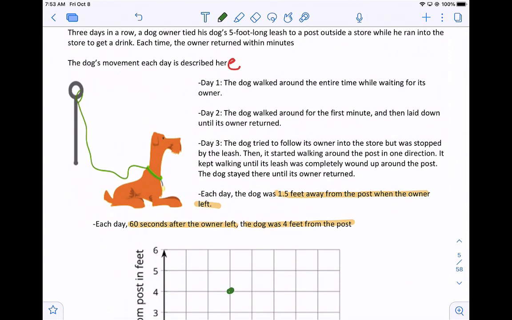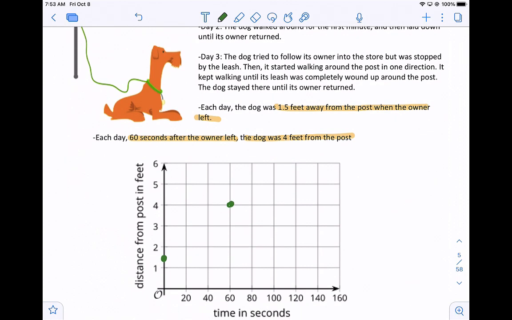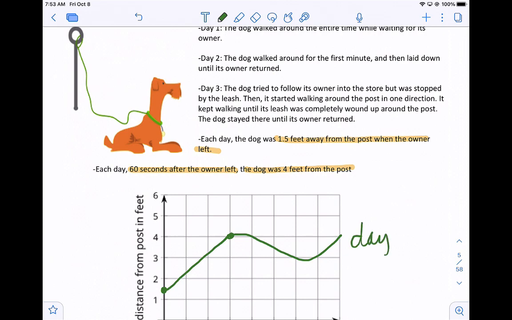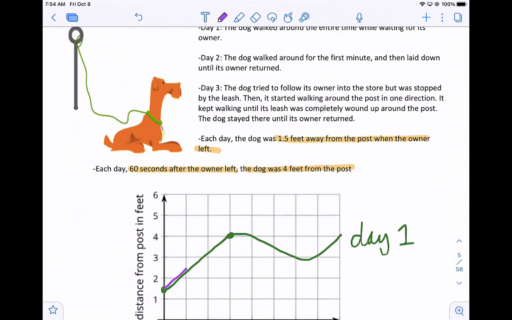So we'll start with day 1. The dog walked around the entire time while waiting for its owner. So walked around the entire time would mean, if it's flat, it's staying still. We don't want our graph to be flat, so maybe we go up, and then we could go down, back up. As long as it's not completely flat, here the dog kind of turned around there, that could be an example of day 1. I'll put day 1. All right, day 2, let's do in purple. This one could start the same way. So walked around for the first minute, but then stayed. That would be day 2.